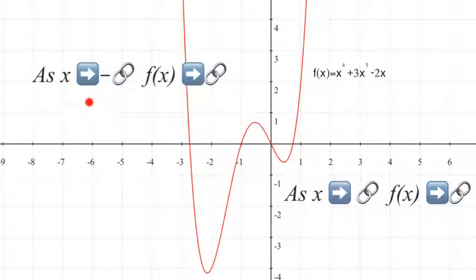As x approaches negative infinity, f of x will still approach positive infinity. It's going to keep increasing on that side there. Kind of like our x squared graph, right?